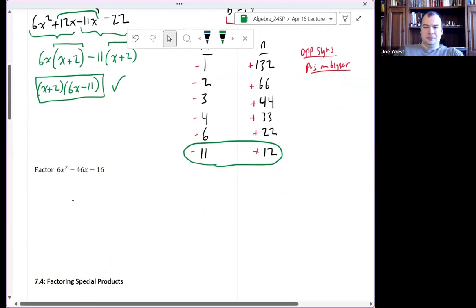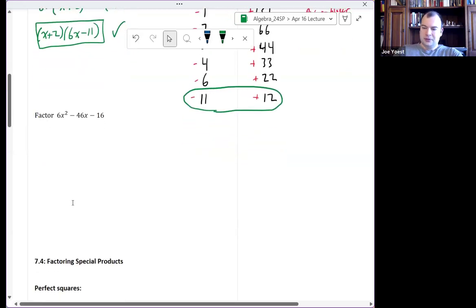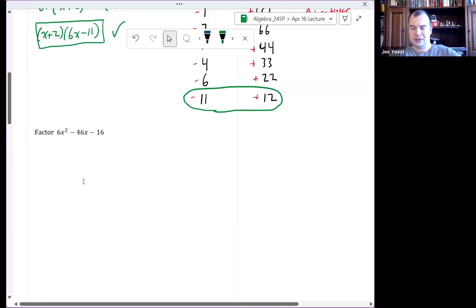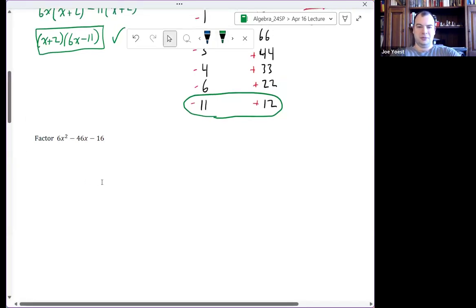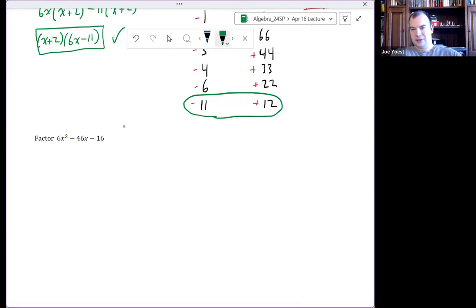And then let's look at one last example, and then we'll do a few examples on the worksheet. So here we want to factor 6x squared minus 46x minus 16. So again, we have a equals 6 and c equals -16.